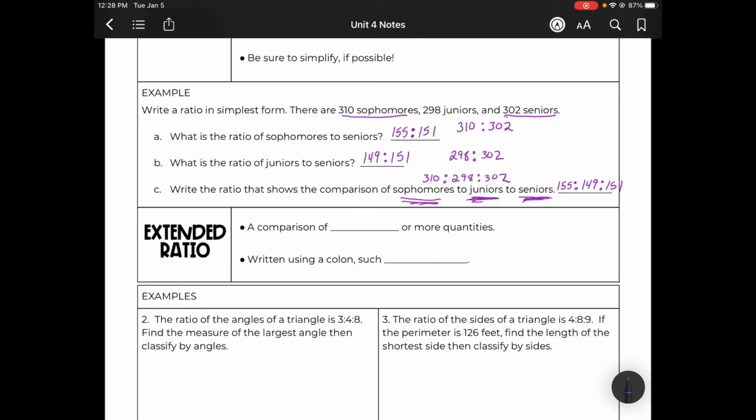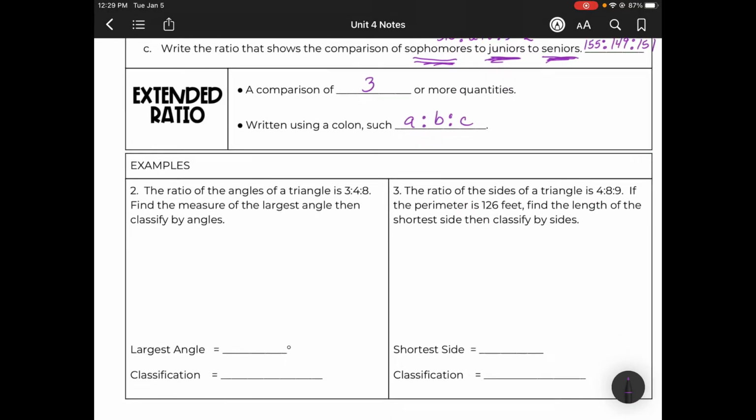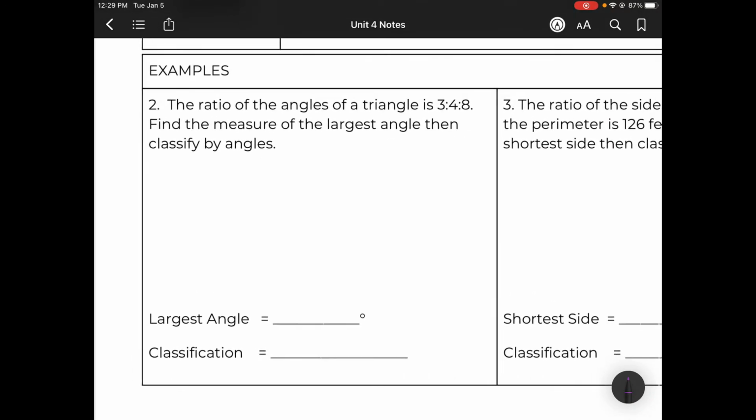But this last example, part C, helps us to get an example of something called an extended ratio. An extended ratio is a comparison of 3 or more quantities, and we would write this using a colon like this, A to B to C. And that's how you'd write an extended ratio. And we will use extended ratios in problems like these examples.